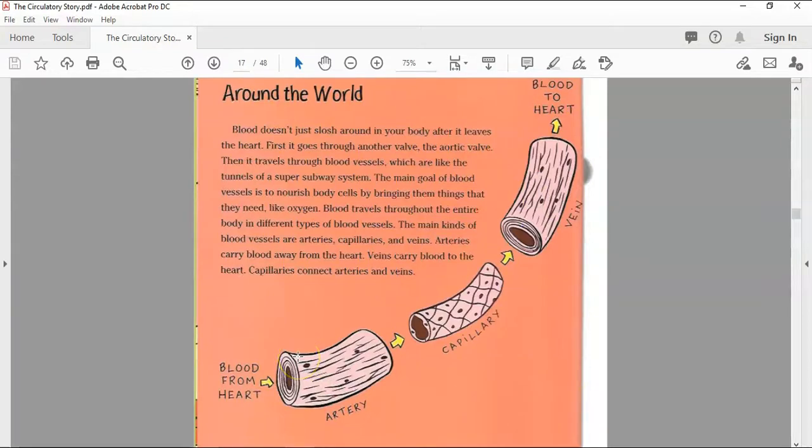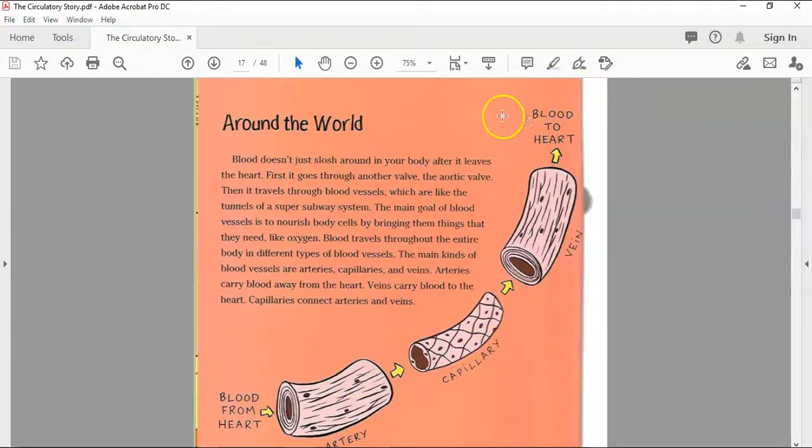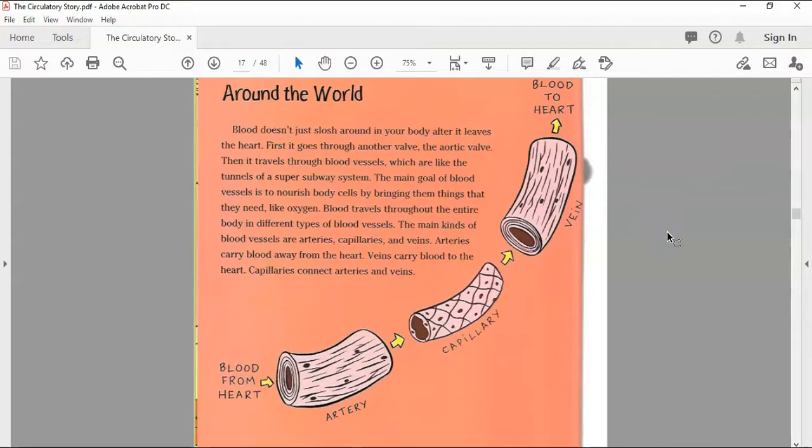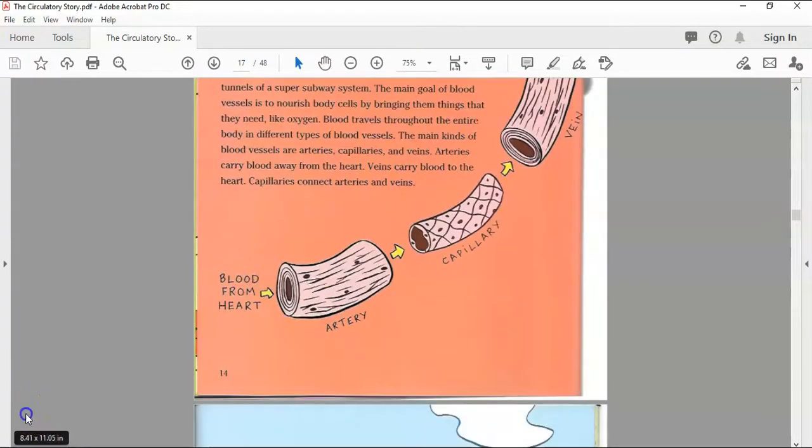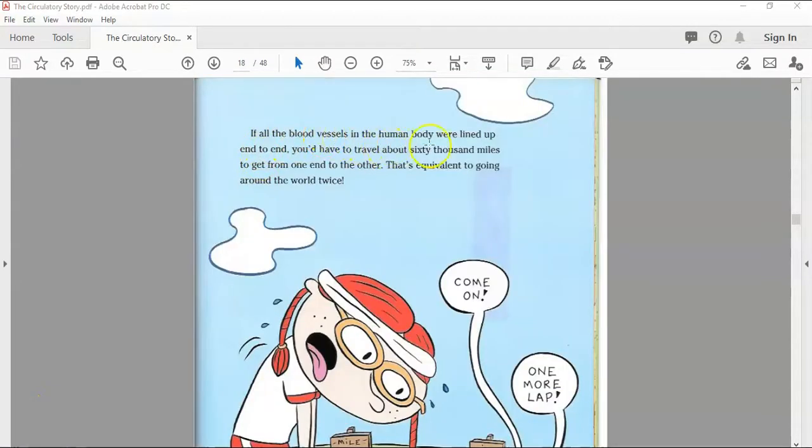To show me. Yes, remember every single one of these has a job. So blood from the heart, the author is showing me that it goes through the artery, then the capillary, then the vein, and then it goes to the heart. And what's traveling through them? Red blood cells. And what are they carrying? Oxygen. Yes.